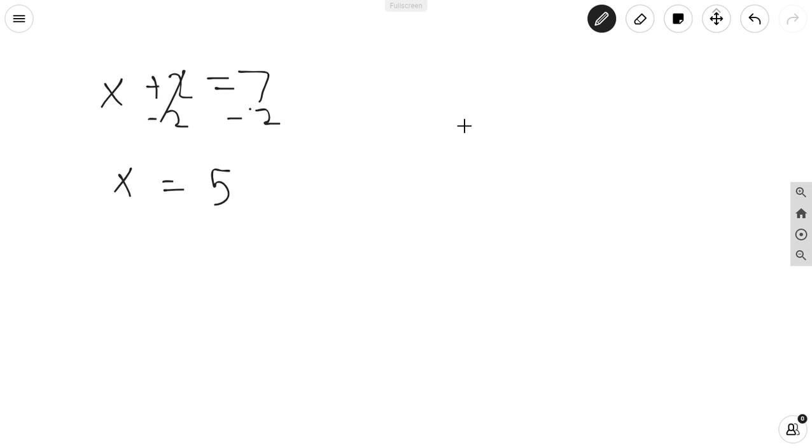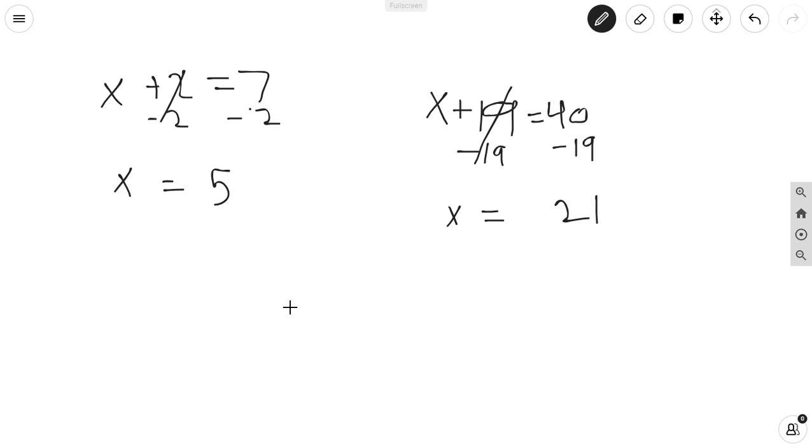Alright, let's try one more with addition. So x plus 19 equals 40. Same deal. I've got x here. I want to isolate it, so I need to subtract 19. And then subtract 19, same thing to the other side. This cancels out. 40 minus 19 is 21. So x equals 21.